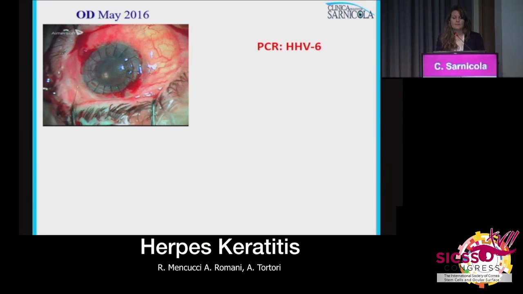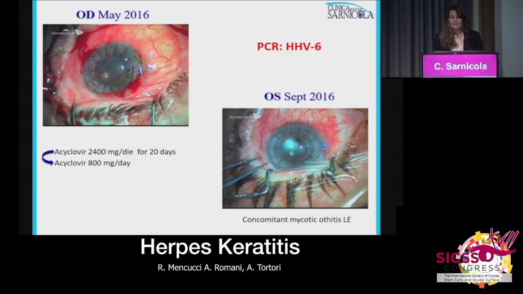But then the culture was negative. The only positive thing was the PCR for herpes type 6. So we discontinued the treatment. We increased acyclovir, and then we tapered it down to the maintenance dose, 800 milligrams a day.